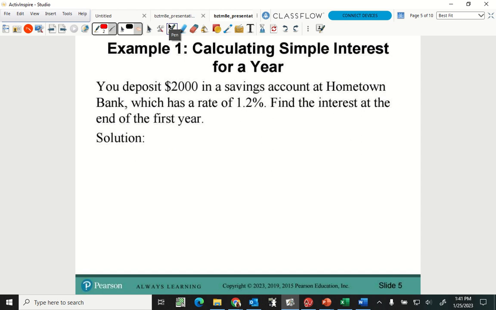You deposit $2,000 in a savings account at Hometown Bank, which has a rate of 1.2%. Find the interest at the end of the first year. First, I equals PRT. What am I looking for here? Interest, which is what letter? I. Very good.